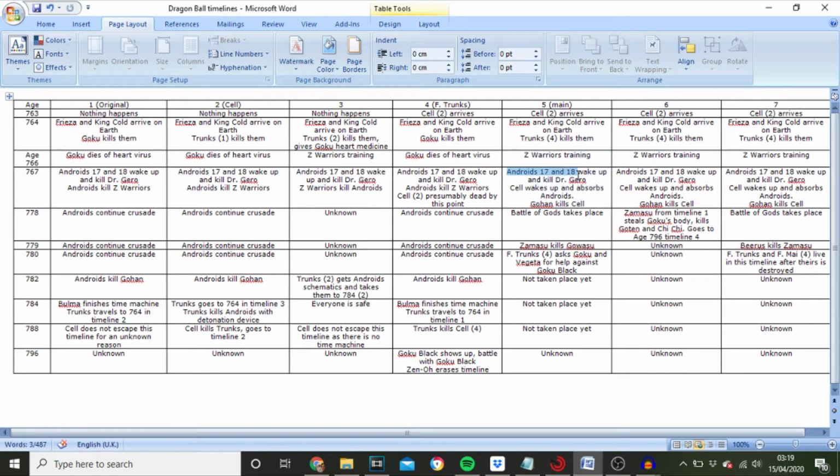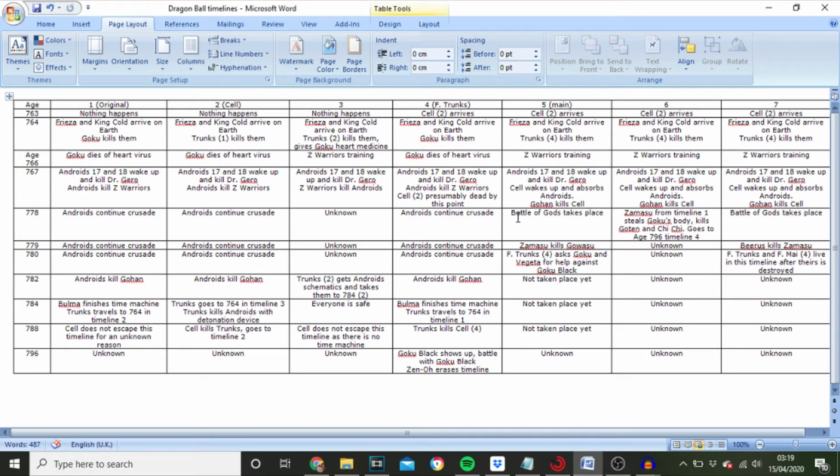Androids 17 and 18 wake up and kill Dr. Gero. Cell wakes up and absorbs the androids. Gohan kills Cell. We've now got the Battle of God stuff. At this point, everything's sort of wrapped up. Future Trunks goes back to his timeline and kills Cell. Everything's kind of wrapped up at this point. We've got the Battle of God saga, Resurrection F saga.